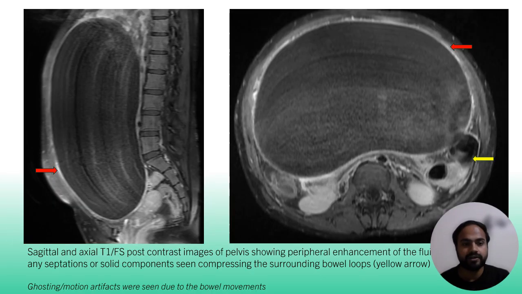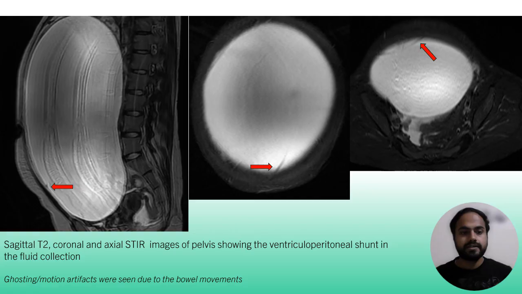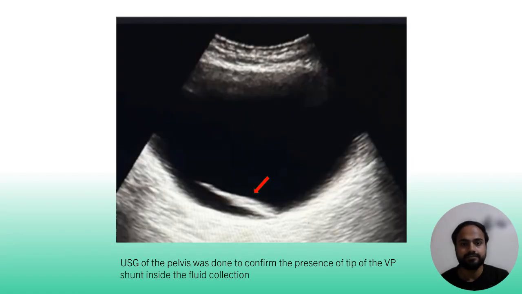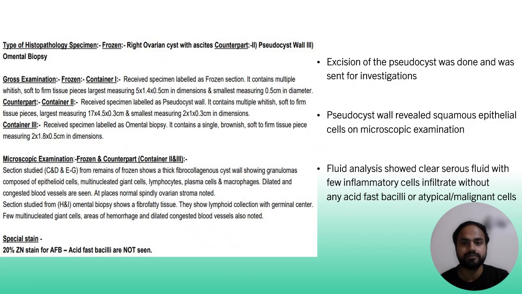Post-contrast images showed peripheral enhancement of the fluid collection, but there were no septations or solid component within. We can also see the compression of the surrounding bowel loops. Sagittal T2, coronal and axial images of pelvis showing the VP shunt in the fluid collection. To confirm the presence of the tip of the VP shunt inside the fluid collection, USG pelvis was run, which confirmed our diagnosis of peritoneal CSF pseudocyst.